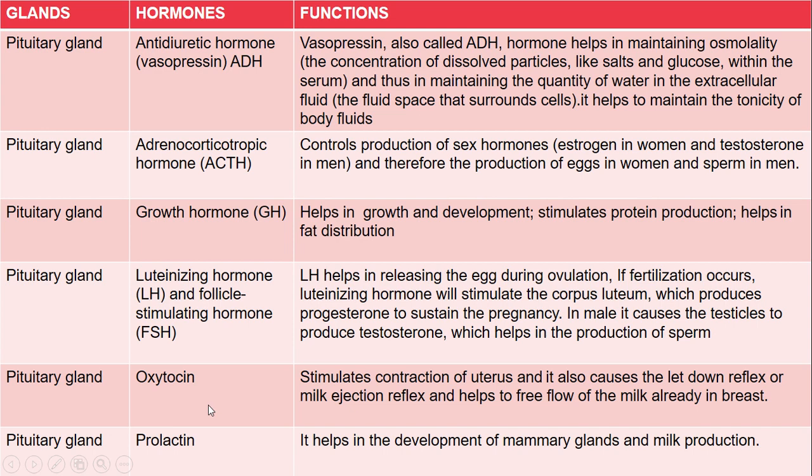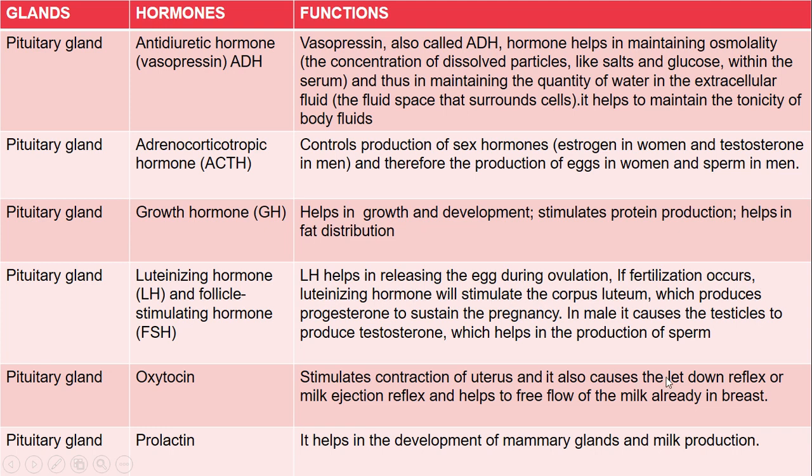And the last two of the pituitary are oxytocin and prolactin. Oxytocin stimulates the contraction of the uterus. As some of you may be aware, it is given at the time of labor to stimulate the contraction of the uterus. Normally, by nature, the pituitary gland produces the oxytocin. Synthetically, they prepare it and give it at the time of labor to stimulate the contraction of the uterus.